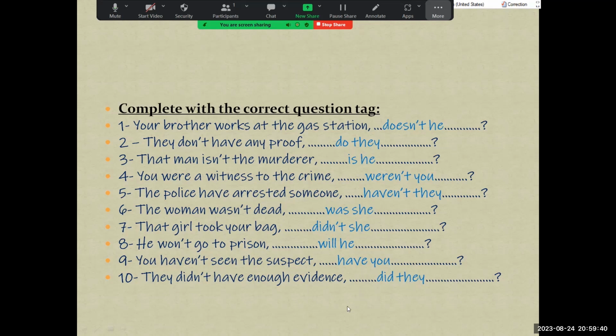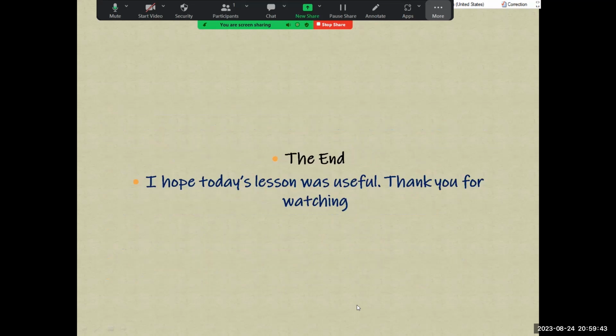This is how it works. That's the question tags. If you have any questions, please let me know.